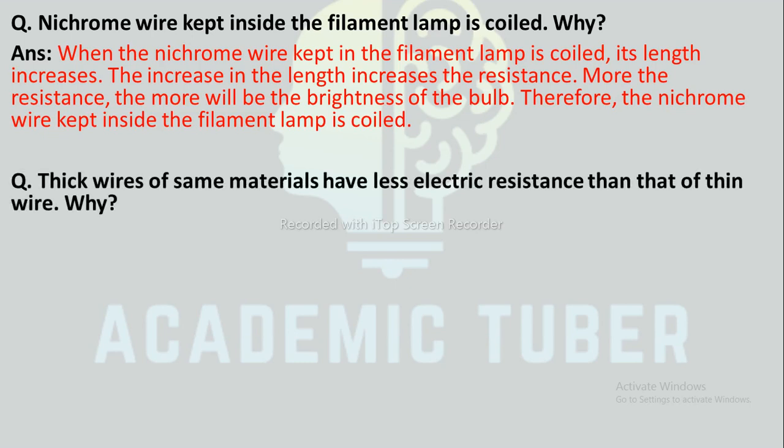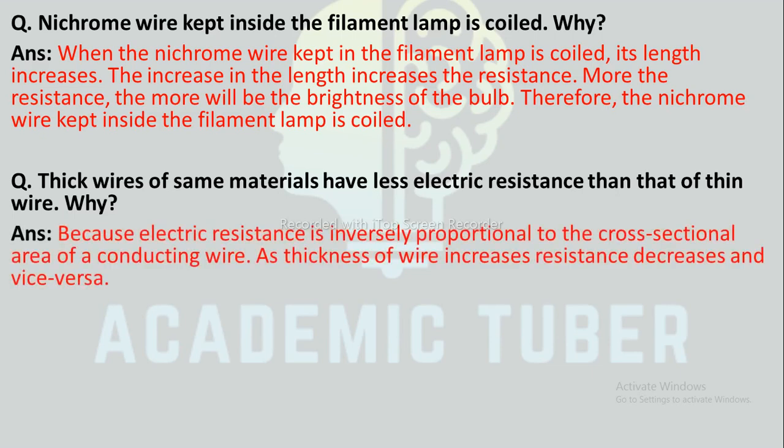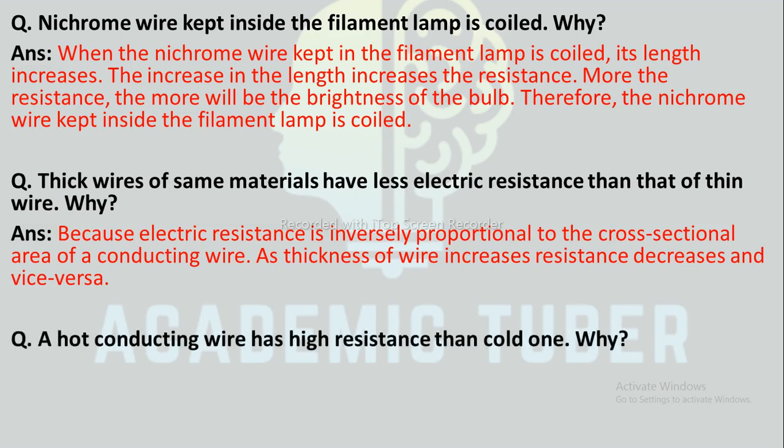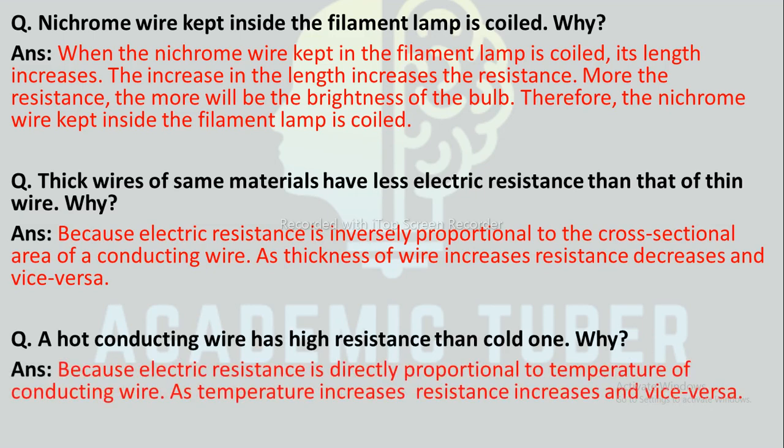Next one, a thick wire of the same material has less electric resistance than a thin wire. Why? It is because electric resistance is inversely proportional to the cross-section area of the conducting wire. So as the thickness of the wire increases, electric resistance decreases and vice versa. Next one, a hot conducting wire has higher resistance than a cold one. Why? Because electric resistance is directly proportional to the temperature of the conducting wire. As temperature increases, resistance increases and vice versa.